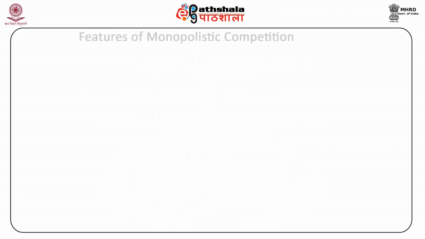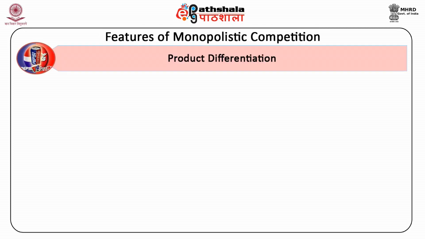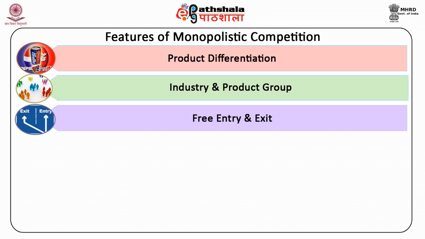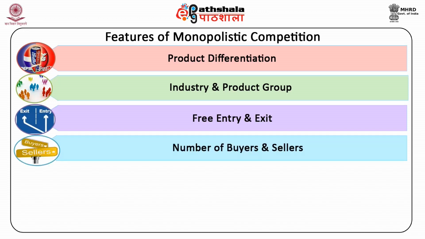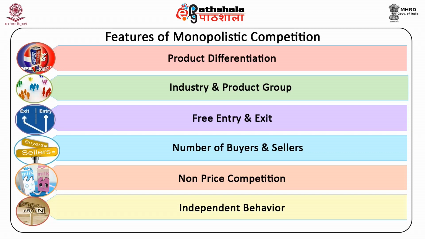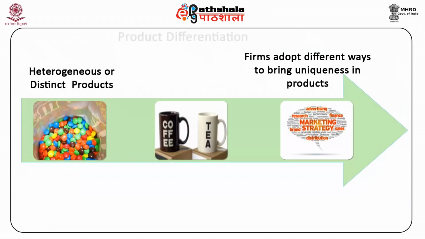Now we shall turn to the features of monopolistic competition, which can be broadly viewed as: first, product differentiation; second, industry and product group; third, free entry and exit; fourth, number of buyers and sellers; fifth, non-price competition; and sixth, independent behavior. We look at the features of monopolistic competition in detail.